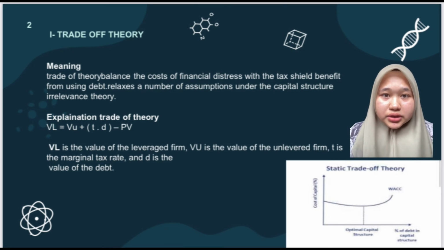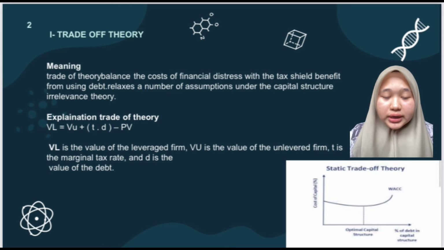The static trade-off theory formula looks as follows: VL equals VU plus T times D, where VL is the value of the leveraged firm, VU is the value of the unleveraged firm, T is the marginal tax rate, and D is the value of the debt.